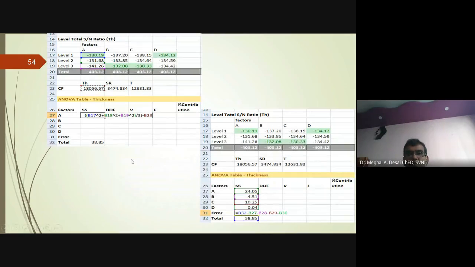Then comes the individual variation. So the square of each value divided by 3. Why 3? Because each level was appearing 3 times, minus correction. So this is how we can find the value, and these are reported over here. And you can see that this is also the case where a degree of freedom issue for error will be there. All the sum of square values are computed, and error is nothing but the difference between total minus individual.